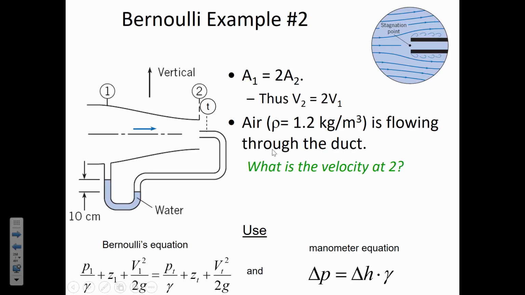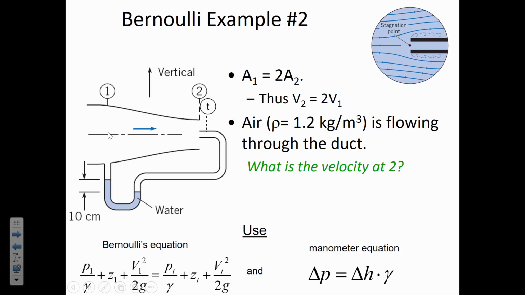So my suggestion for finding the velocity at 2 is we're going to use Bernoulli's equation, and we're going to have the elevations all equal. And so we know Z1 is equal to Z2 is equal to Z sub T. Here at location T inside of the tube, we know that the elevation is the same as those other 2 points.